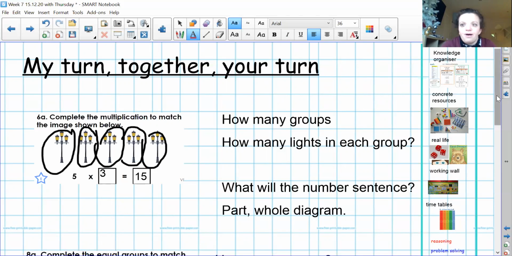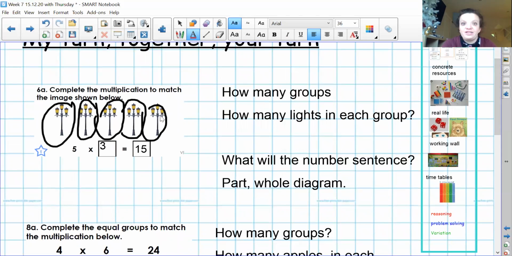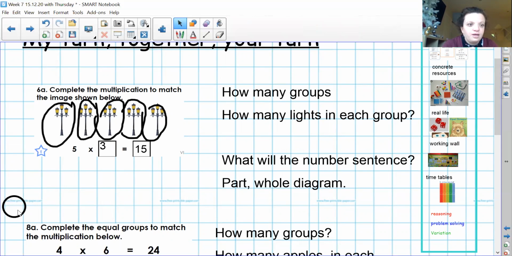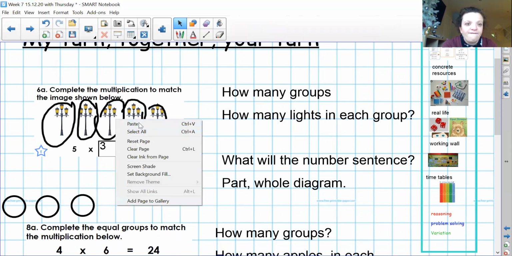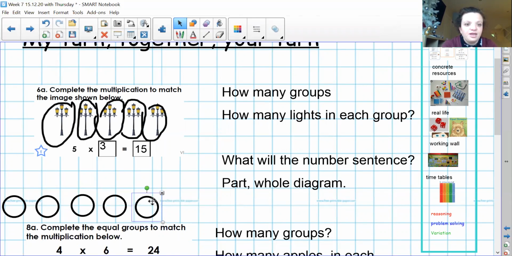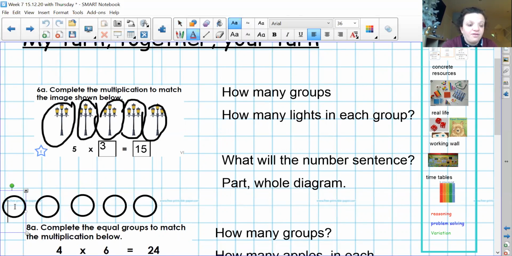So now let's draw our part whole. How many parts are we going to have? Well, that's our number of groups. So we're going to have 5. So here's 1. Let's copy. 2, 3, 4, 5. 5 groups, and in each of our groups we're going to have 3.